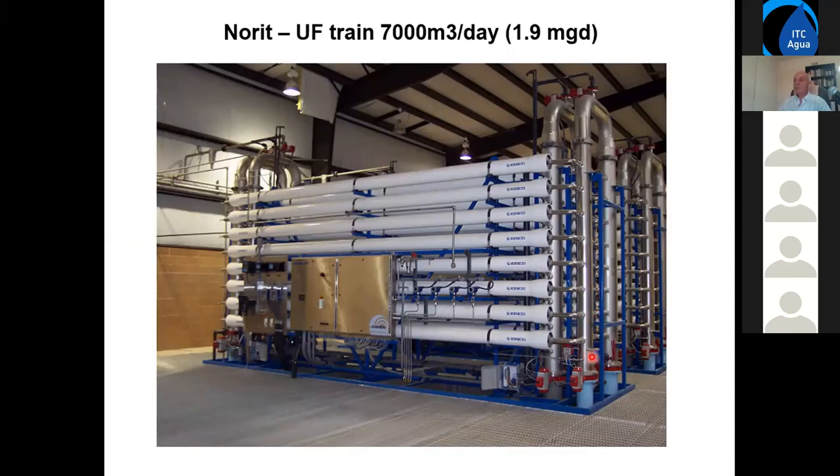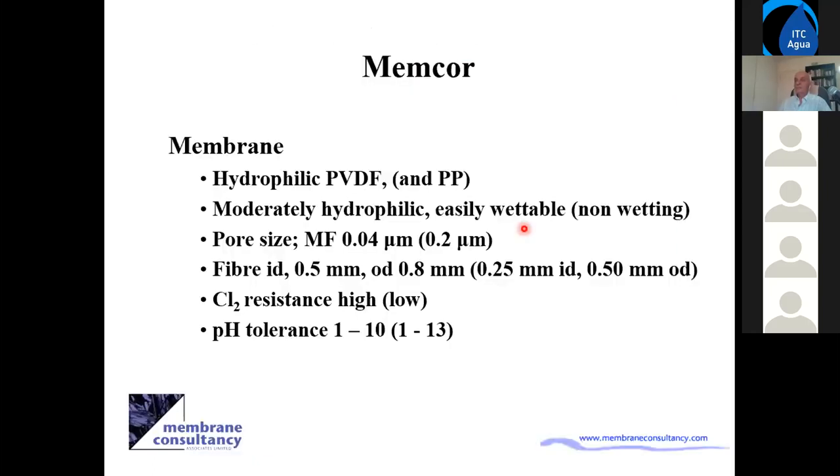Nothing special, but using the same pressure vessel as RO, and this way they penetrate the market as the lower cost alternative. Memcor, this is actually the first modern membrane filtration company. Initially, they came from polypropylene membrane. Well, and today, they're using PVDF. Those are the membrane. They have very good membrane.